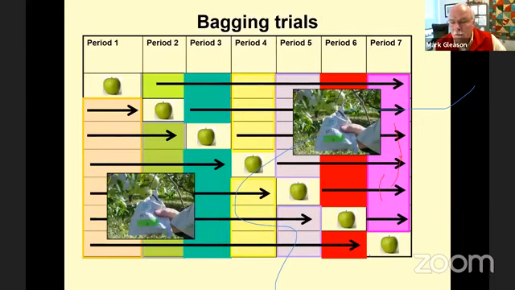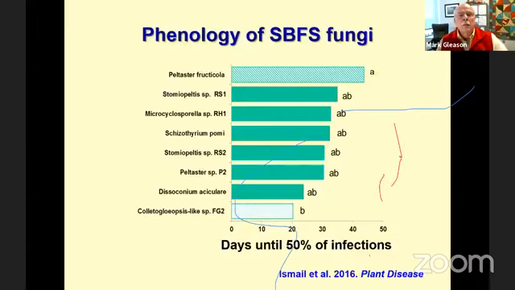Then at the end of the season, Zara looked at all the apples and found out which colonies had formed. We did PCR to confirm which species were involved, and we came up with some patterns. What this graph shows, we have 1, 2, 3, about eight different taxa, 8 different species of sooty blotch and fly speck here.